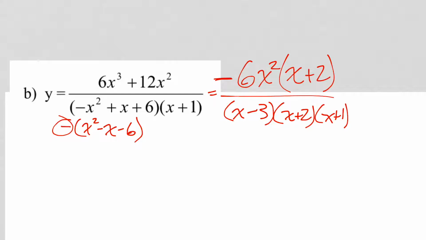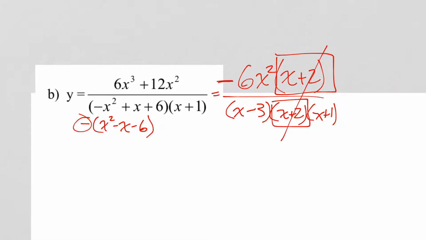And what do we have then? We have stuff. More specifically, we have a hole right there. So that is going to go away. And let's figure out what the y value of that hole is. The x value is negative 2. So what's the y value?